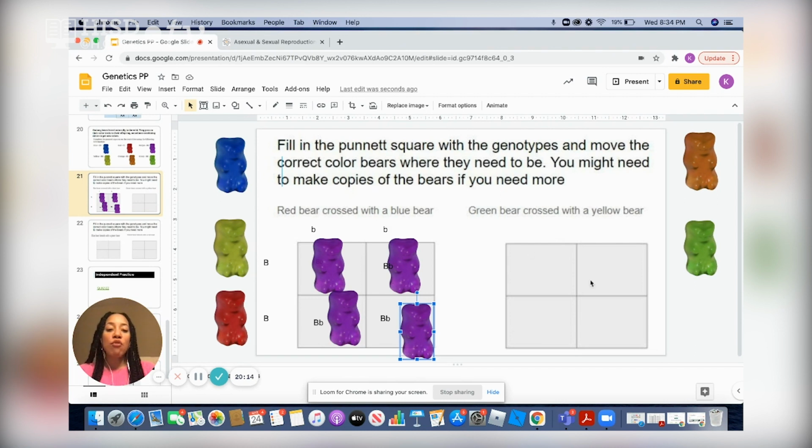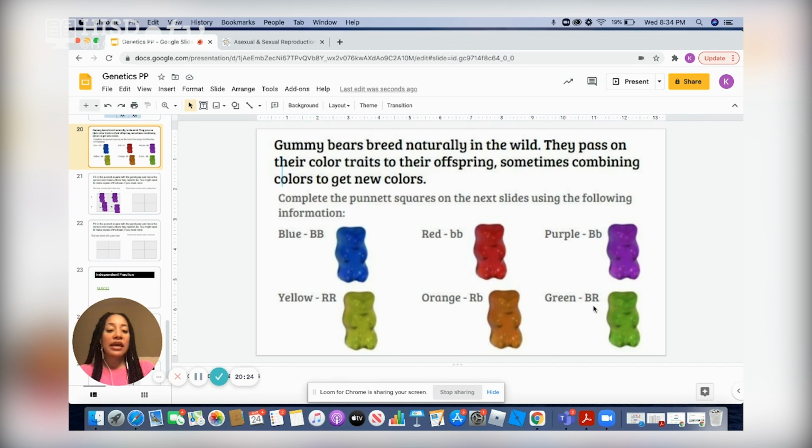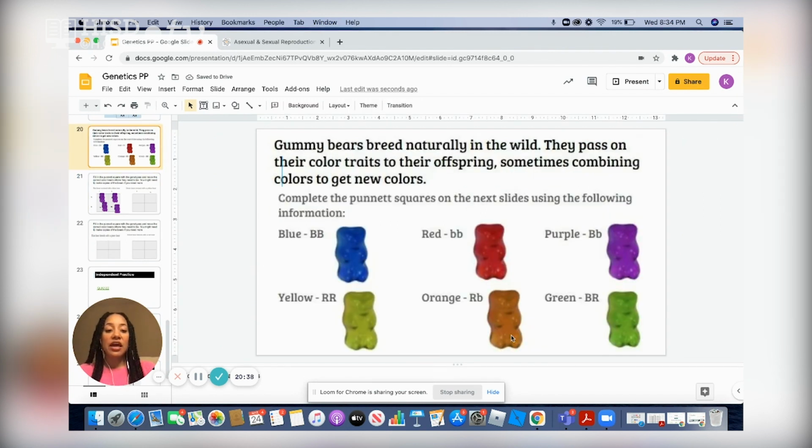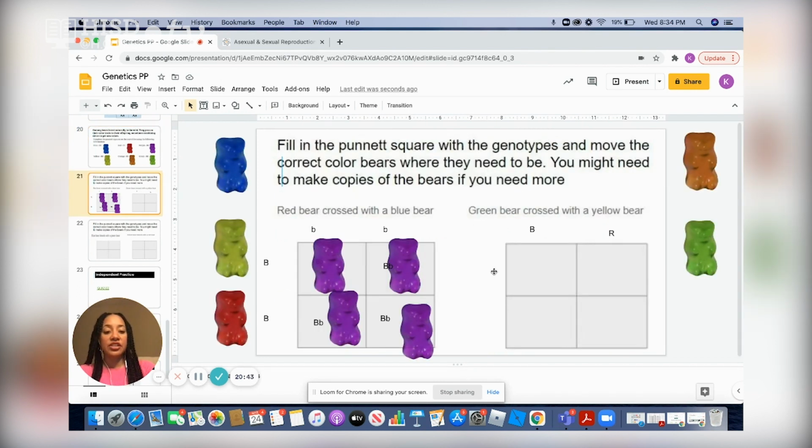Let's try that one more time. This time we're going to cross a green parent and a yellow parent. So the allele pair for green is capital B, capital R, two dominant genes. So I'll put this capital B and then capital R. And we're going to cross that with the yellow bear. And the yellow bear is capital R, again, two dominant genes.